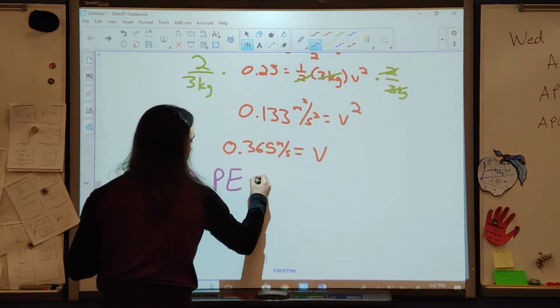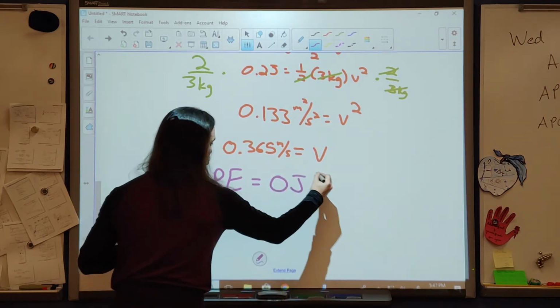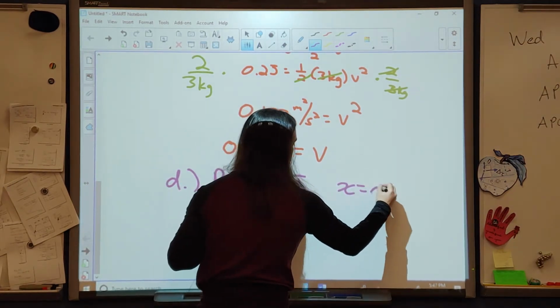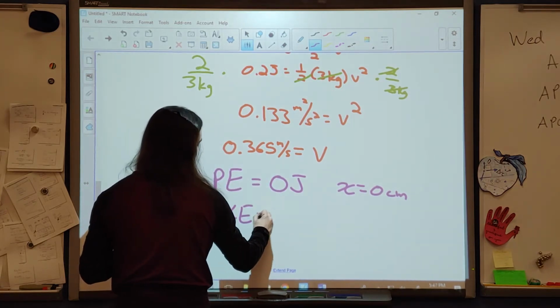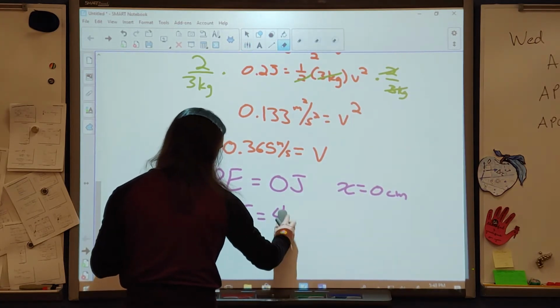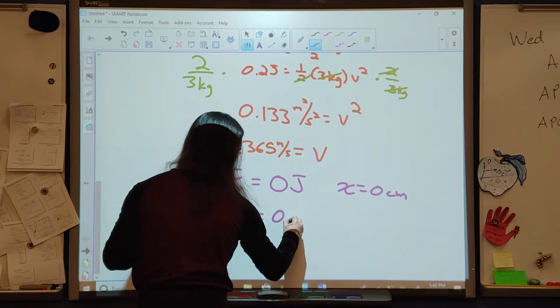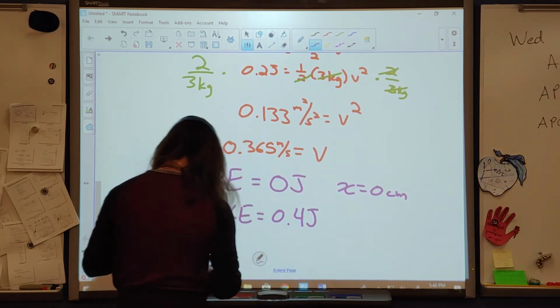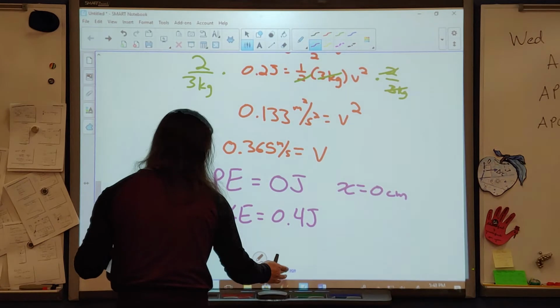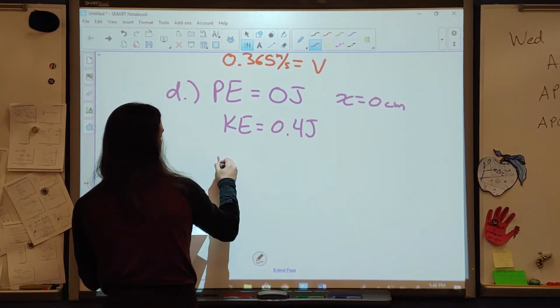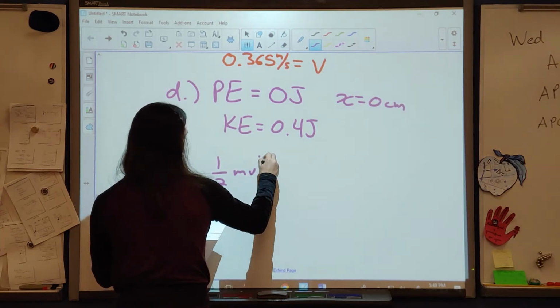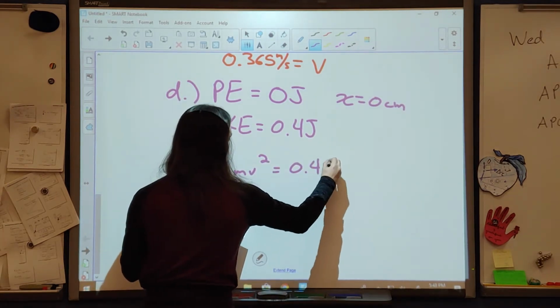Potential energy equals 0 joules at x equals 0 centimeters. So that means how much do I have in my kinetic energy? Well, that means I've got 0.4 joules. And they're asking what the speed is, so we know that our kinetic energy is going to be equal to 1/2 mv squared, so that'll be equal to 0.4 joules.